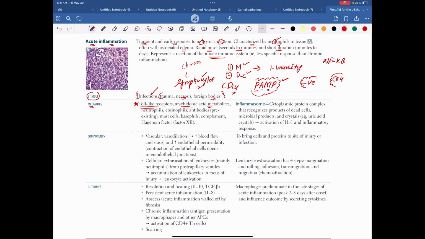Again we have to understand where this arachidonic acid comes from. First of all, arachidonic acid is released from the phospholipid cell membrane with the help of phospholipase A2, and then it is acted upon by cyclooxygenase or lipoxygenase. Cyclooxygenase helps in the production of prostaglandins. What are examples of prostaglandins produced with the help of cyclooxygenase? We have PGI2, prostaglandin D2, and prostaglandin E2. These are the prostaglandins produced by cyclooxygenase.